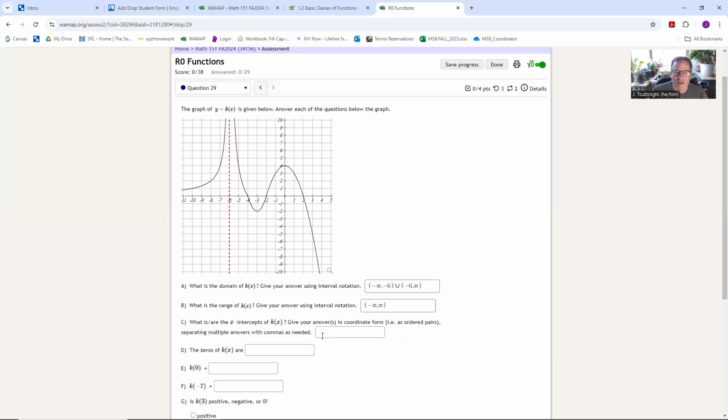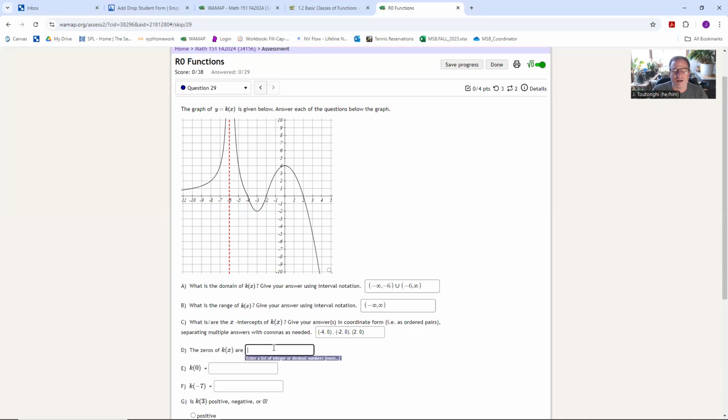What are the x-intercepts? This is where it's crossing the x-axis, and it wants it in coordinate form as ordered pairs, so an x and a y coordinate. Where is it crossing the x-axis? Here at -4, so parenthesis, -4, and y is 0. And then it says to separate these points with commas. So the next one is at -2 and 0 right here, and then over here at 2, 0. And they're looking for points there.